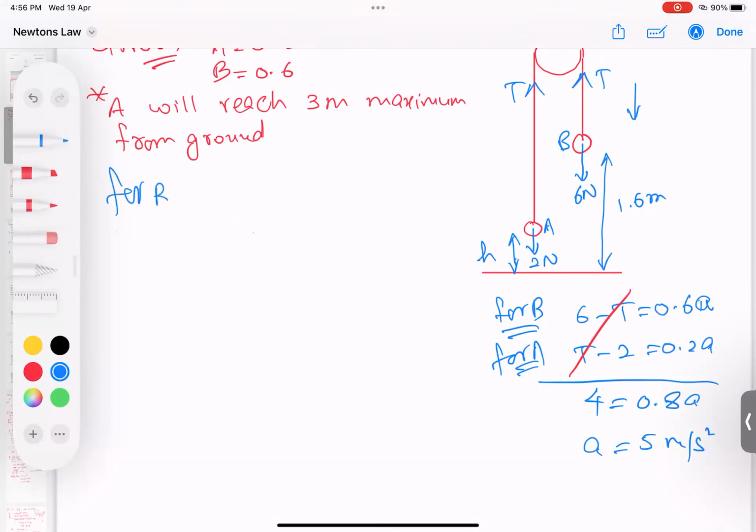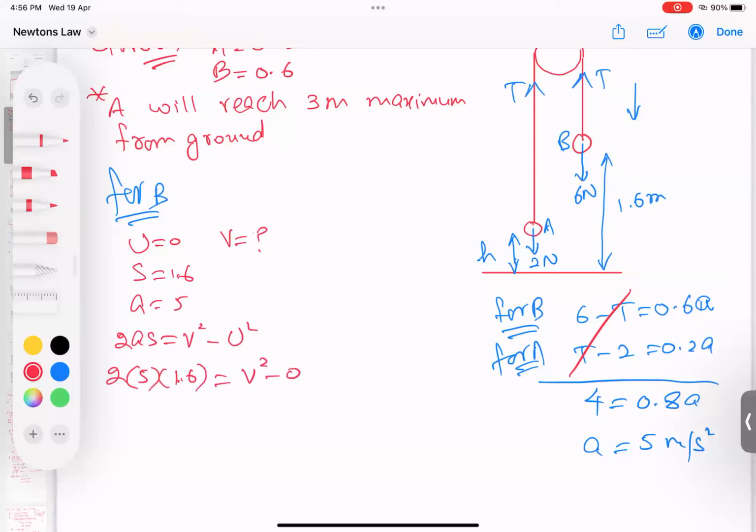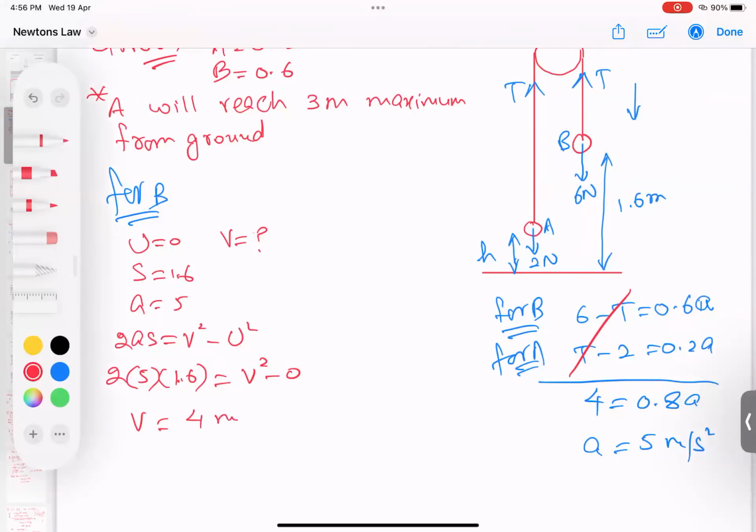For B particle, naturally, you can say U is 0. Last velocity is my target. S is 1.6, which is given, and I must utilize it. And acceleration just before hitting is 5. Now I'm using 2as equals v squared minus u squared. Acceleration is 5, s is 1.6, and u is 0. I got 2 times 5 times 1.6, which is 16, so v becomes 4 meters per second. So it means just before hitting, the velocity is 4.